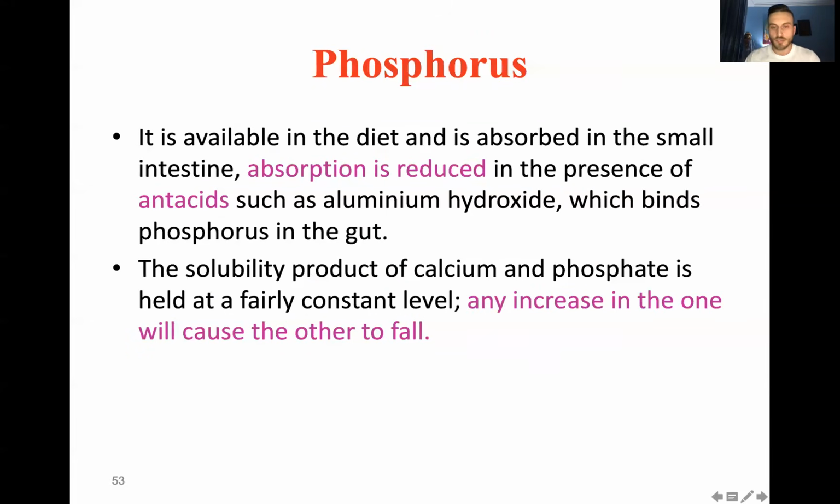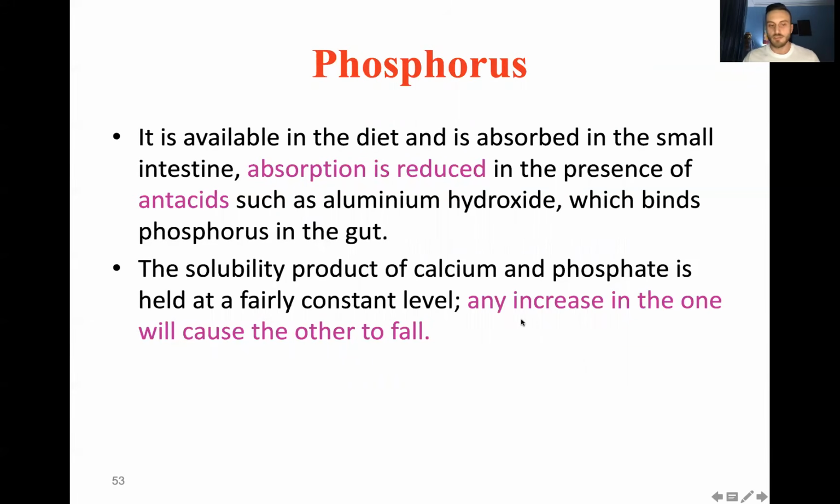Okay, for phosphorus, it's available for sure in the diet. It's absorbed in the small intestine. Absorption is reduced in the presence of antacids. That's why people who are taking antacids, famotidine, magnesium, omeprazole, whatever they are taking, especially the drugs they take for heartburn and so on, these drugs will bind with the phosphorus in the gut and decrease its absorption.